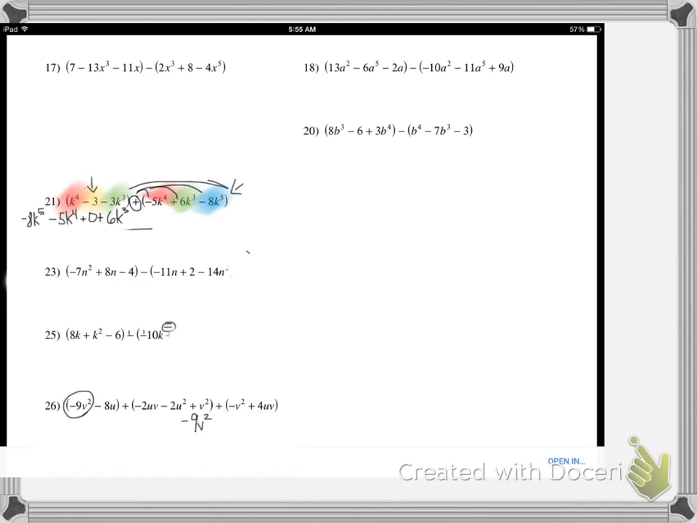Well, little negative 8u doesn't have a place to go, does it? So I'm going to write little negative 8u out here. All right, I got both of you guys. You're done. How about you? Negative v squared. I think you're going to find your home right here. And I got you. And a 4uv.